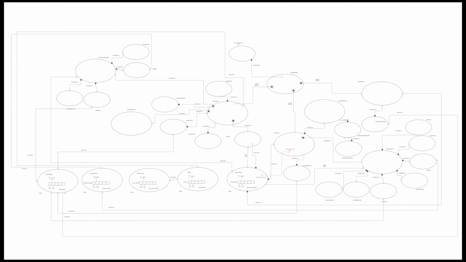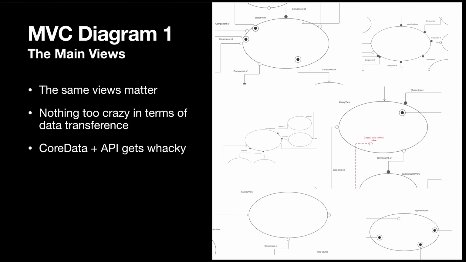It's still a lot, but it's nothing too crazy to worry about. The same views matter here, right? It's still ultimately the app view that's abstracting away to the three views. It's still abstracting the search view, the library view, and the backlog view. So your app has a tab view right at the bottom of the screen with three tabs, and it abstracts to those three tabs.